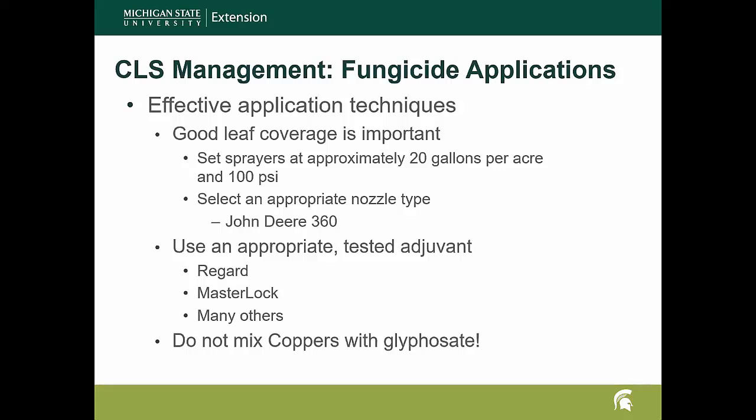One of these is to have good leaf coverage of your sugar beets. Some things to keep in mind for that is that you want to have a good carrier volume of water, and also have appropriate pressure and a good nozzle. We recommend that you set your sprayers to apply about 20 gallons per acre and to have your pressure set at 100 PSI. For your nozzle type, Michigan Sugar has shown that the John Deere 360 nozzle is one of the best nozzles that you can use for Cercospora fungicides.